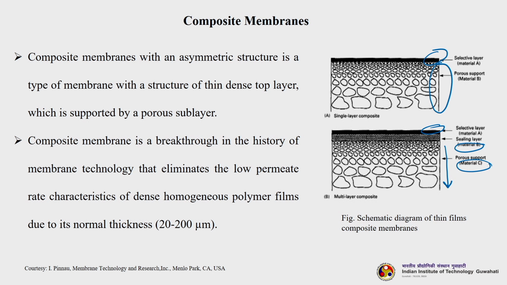Composite membrane is actually a breakthrough in the history of membrane technology, which eliminates the low permeate rate characteristics of dense homogeneous polymer films. We have discussed dense membranes, which are non-porous membranes. There are certain applications in which we need dense membranes. However, the problem is that since these membranes do not have pores, they suffer from very low permeate rate, or the permeate flux is also very low. So, the separation target is usually not met.